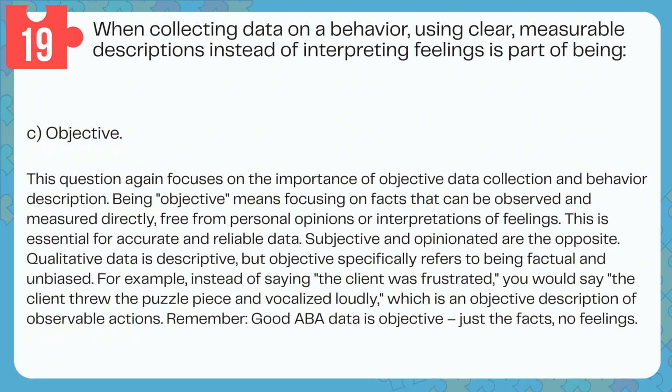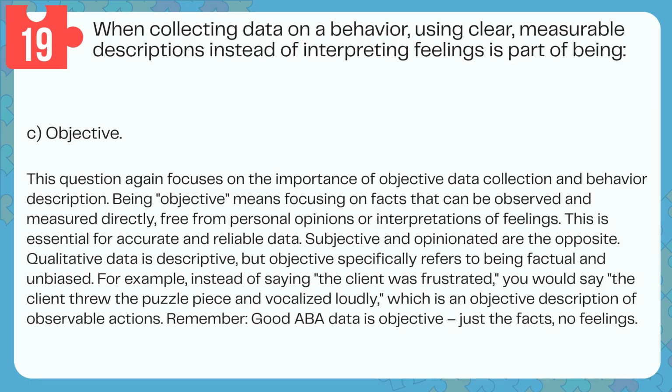Answer: C. Objective. This question again focuses on the importance of objective data collection and behavior description. Being objective means focusing on facts that can be observed and measured directly, without letting your personal feelings or interpretations influence your recording. This is essential for accurate and reliable data. Subjective and opinionated are the opposite. Qualitative data is descriptive, but objective specifically refers to being factual and unbiased.